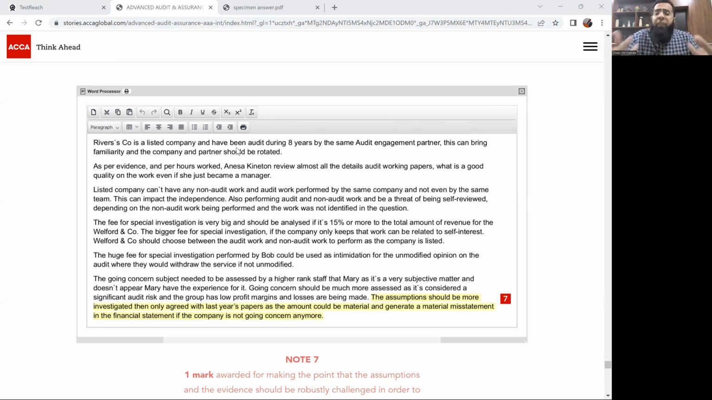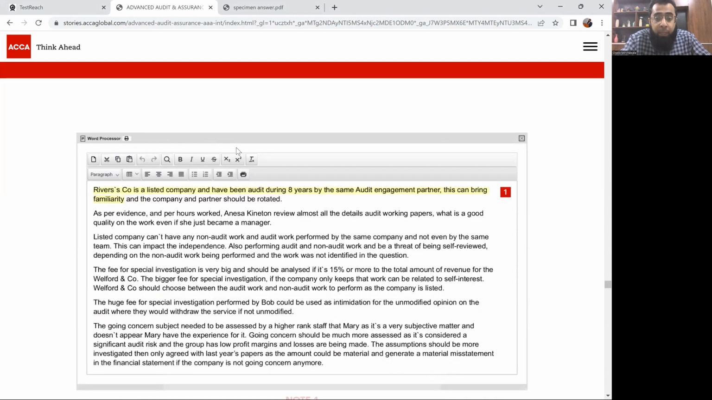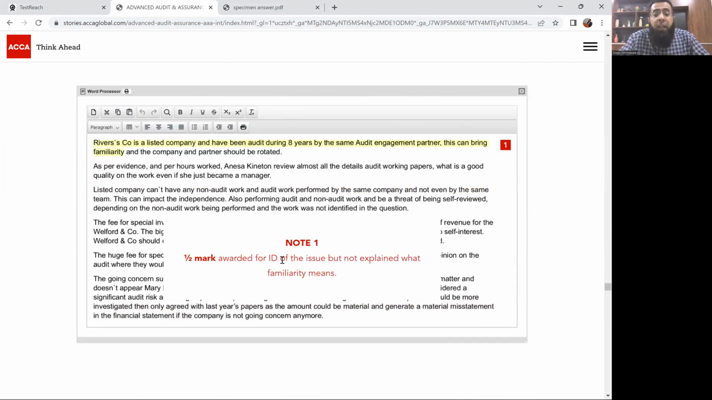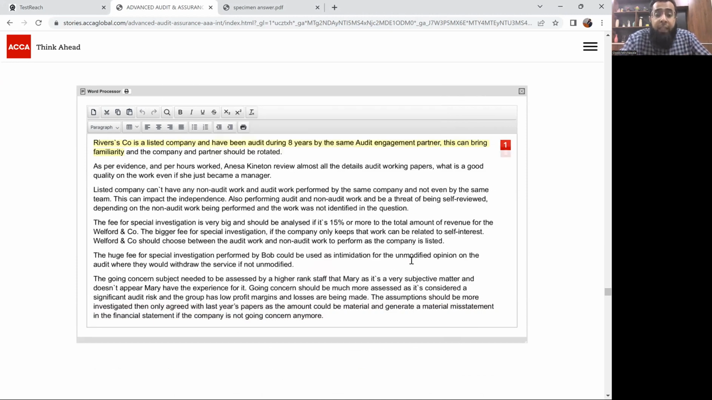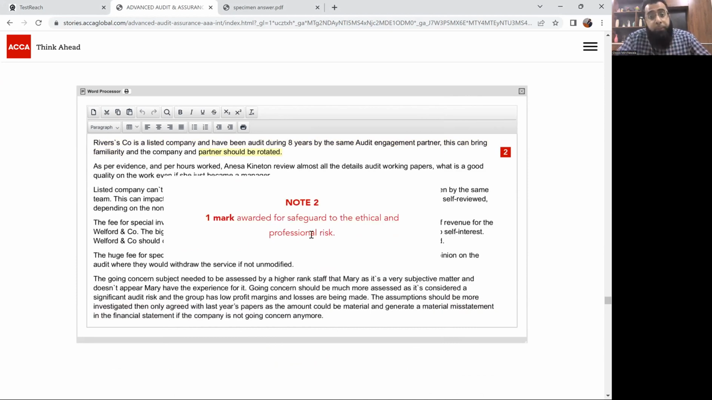He has identified it very briefly. He didn't refer to the fact that after 7 years is the maximum limit as per the ethical code, and that we have to discuss it with those charged with governance. He didn't cover sufficient points, but let's look at how many marks were given on this first paragraph. Note number 1, look at it. Half a mark was awarded for identification of the issue, but he did not explain what familiarity means. So for brief identification he got half a mark. Then, the partner should be rotated: for this action he got 1 mark.